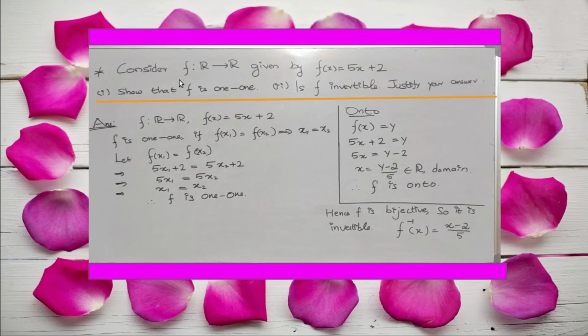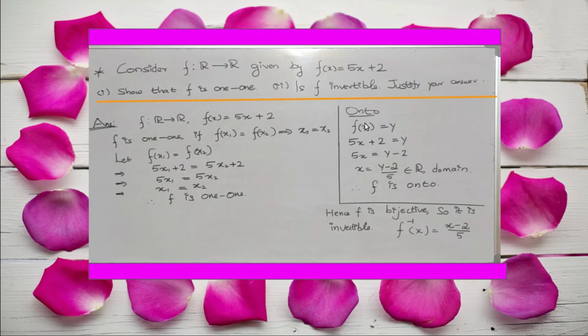First one, A. Consider f from R to R given by f of x equal to 5x plus 2. We have to show that f is one-one, and the second part is whether f is invertible. Justify your answer. Now to prove f is one-one, we have to prove that f of x1 equal to f of x2 implies x1 equal to x2. So take f of x1 equal to f of x2. f of x is 5x plus 2, so f of x1 is 5x1 plus 2, and f of x2 is 5x2 plus 2. Subtract 2 from both sides, we get 5x1 equal to 5x2. Dividing by 5, we get x1 equal to x2, so f is one-one.